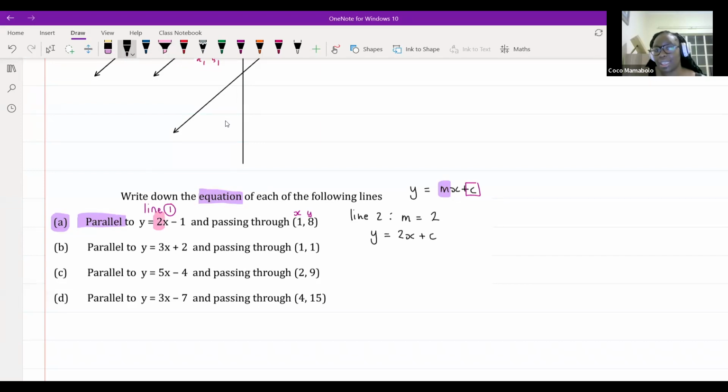If I want to find c, I'm going to take the point that they've given me, and I'm going to sub it in here. I'm going to sub in the points for x and y. So I'm going to replace y with 8 and x with 1. So I'll get 8 is equal to 2 times 1 plus c. That tells me 8 is equal to 2 plus c. Move the 2 over to the other side and it becomes negative 2. So therefore, c is equal to 8 minus 2, which is 6. That means the equation of this line will read y is equal to 2x plus 6.